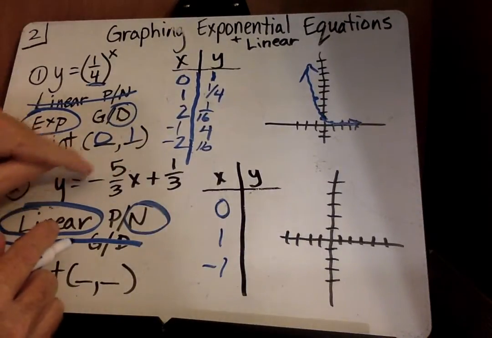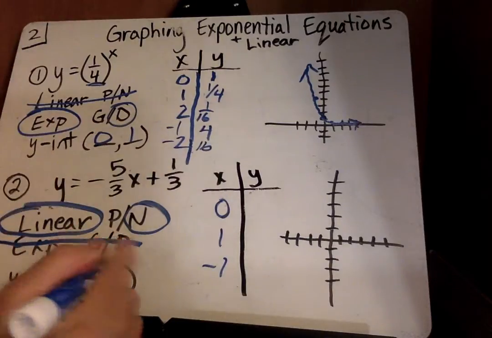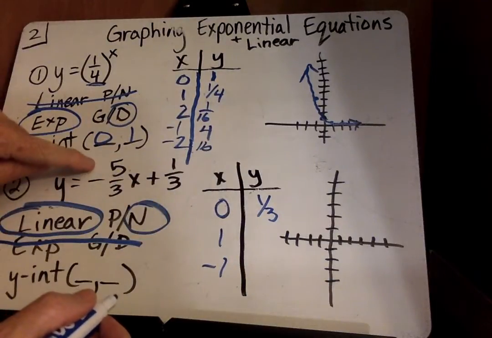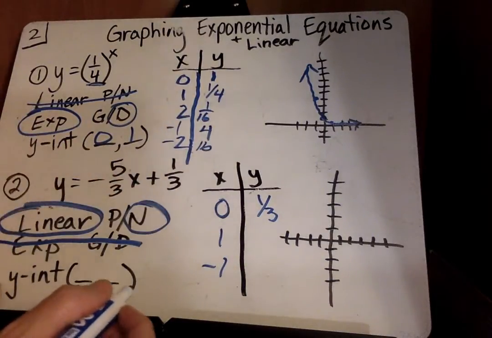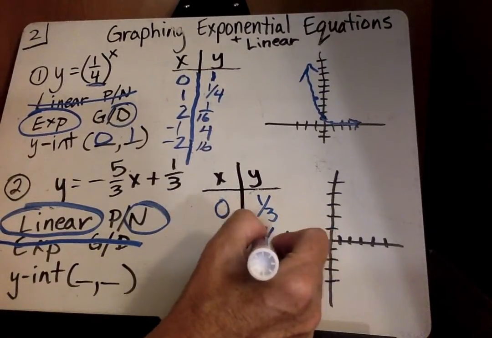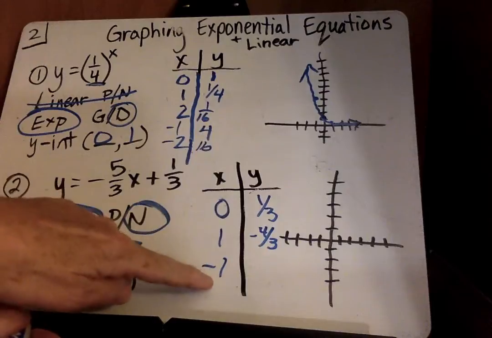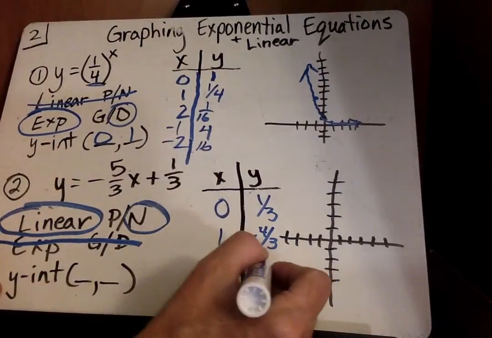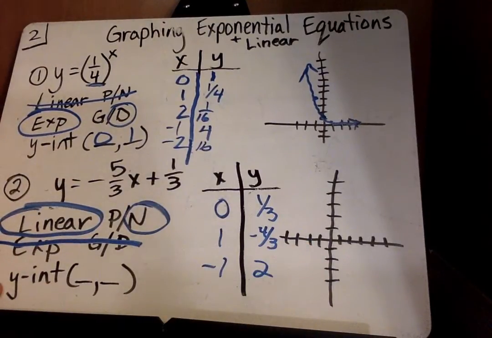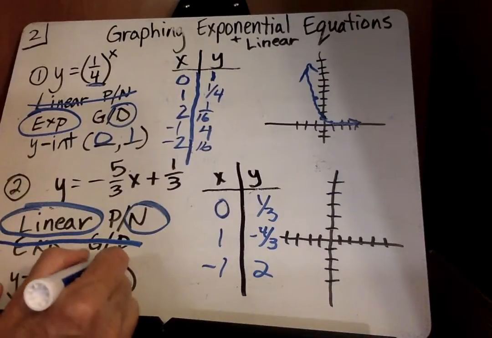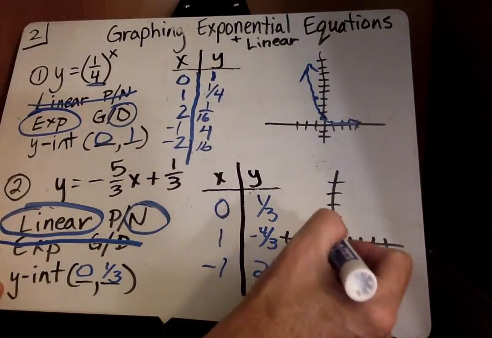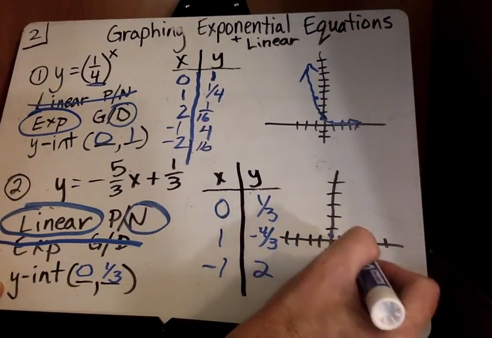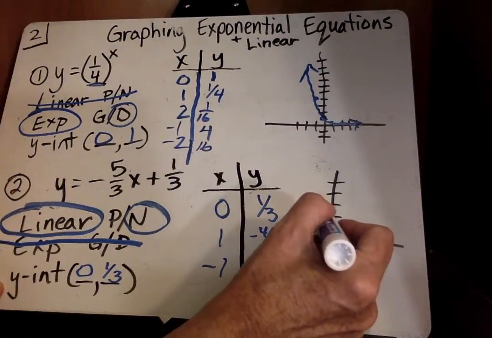If I put 0 in there, 0 times -5/3 is 0, plus 1/3, I get 1/3. If I put 1 in there, it makes -5/3 plus 1/3, which is -4/3. If I put -1 in there, negative times negative 5/3 is 5/3, plus 1/3 is 6/3, and that is 2. Oh, I forgot, my y-intercept is at 0, 1/3. 0, 1/3 is going to be right here. 1, -4/3 is just past -1. -1, 2 is up there.